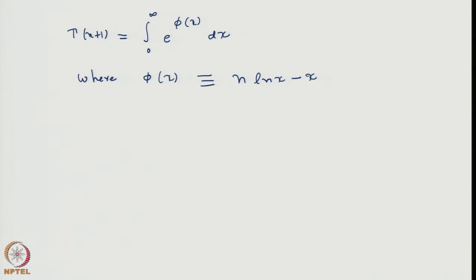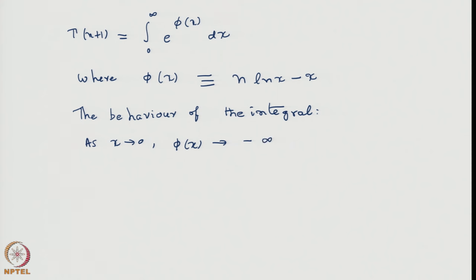Let us look at the behavior of this integral when x approaches the lower limit 0. As x tends to 0, what happens to phi x? Phi x is n log x minus x. So, as x goes to 0, log x tends to minus infinity, and hence phi x tends to minus infinity, and e to the power minus infinity will be 0. Let us look at phi x first. It tends to minus infinity.